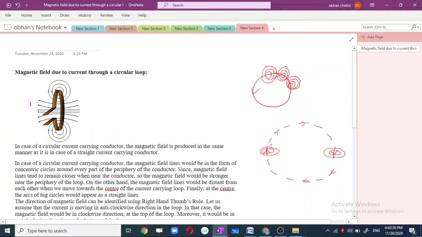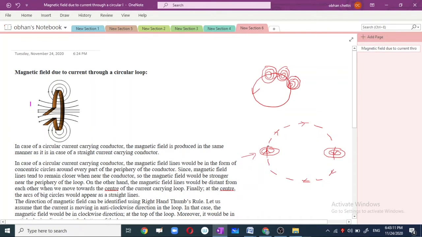Now coming to the right hand thumb rule, let me explain a little bit about it in this conductor. I'm taking only two specific straight conductors in this case. I'll consider this conductor and this conductor. Now if I apply the right hand thumb rule in this conductor, the current is flowing from down to up, that means from south to north.